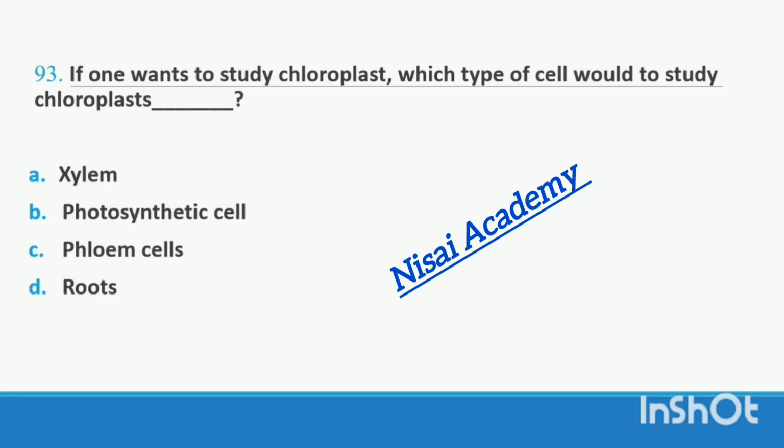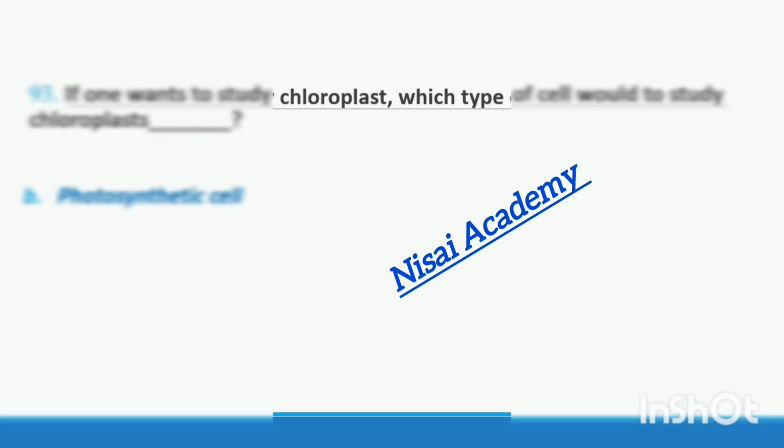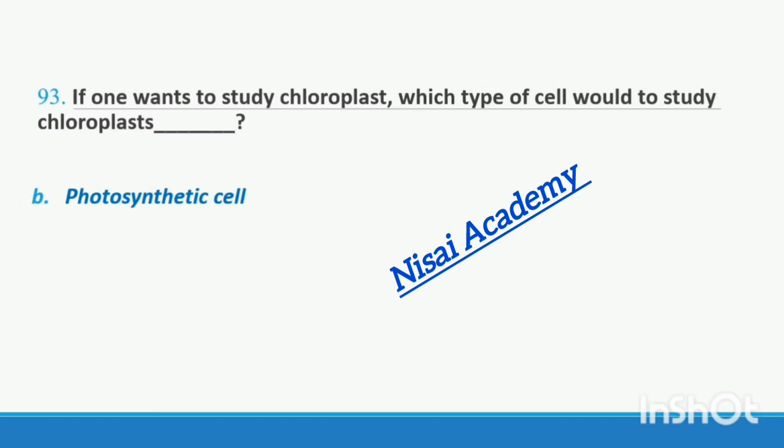Question 93. If one wants to study chloroplast, which type of cell would one study? Option A xylem, option B photosynthetic cell, option C phloem cells, option D roots. If one wants to study chloroplast, the photosynthetic cell would be studied. Right, option B, photosynthetic cell.